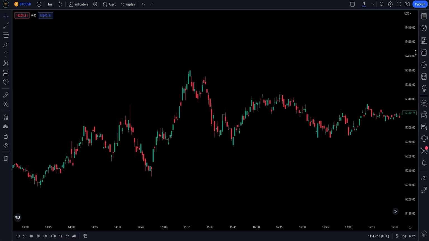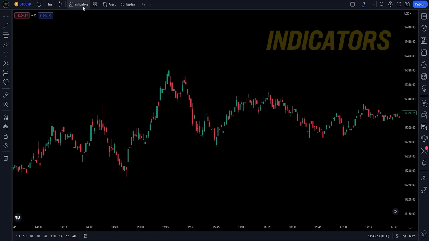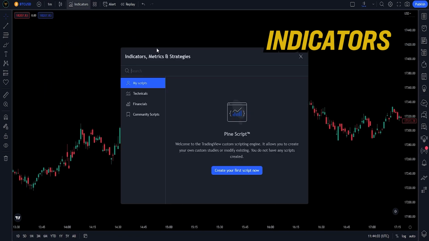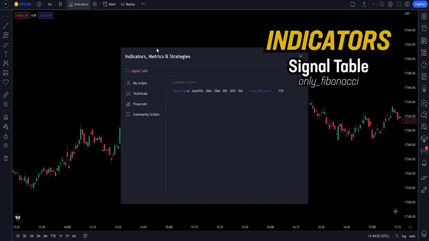Alright, so we are currently looking at a 1-minute chart of Bitcoin. Now let's add our 2 indicators we will be using for this crypto scalping strategy. Open your Indicators tab and search for Signal Table. We will be using this community script by only Fibonacci, so left-click this indicator once.